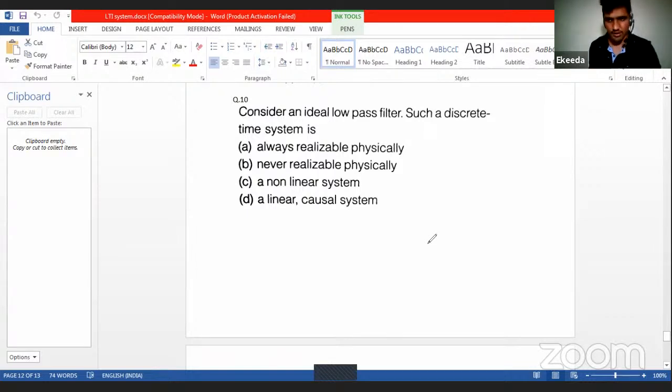Now coming to the other additional doubts. If you have any doubt regarding previous year GATE questions, you can ask. Otherwise, I will discuss some good questions from previous year GATE exam.